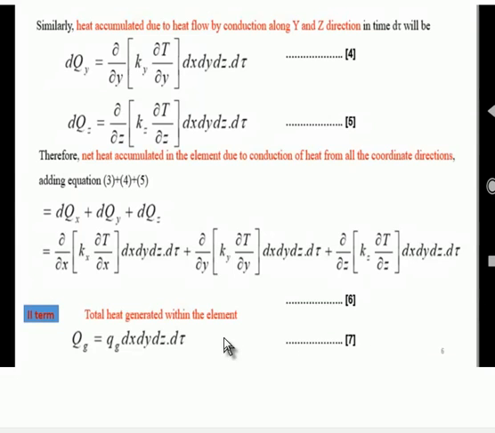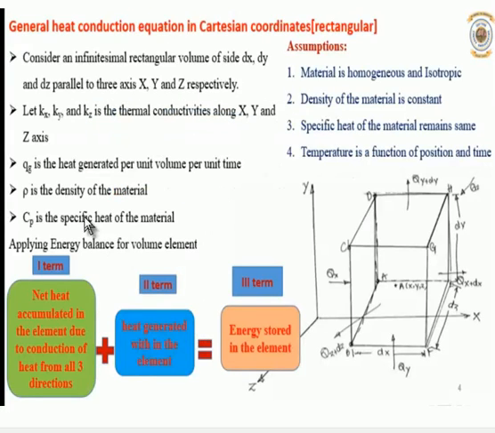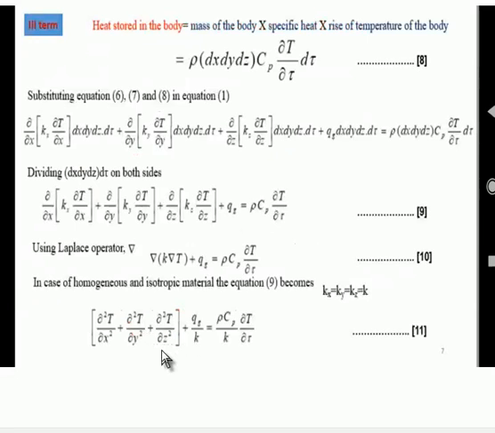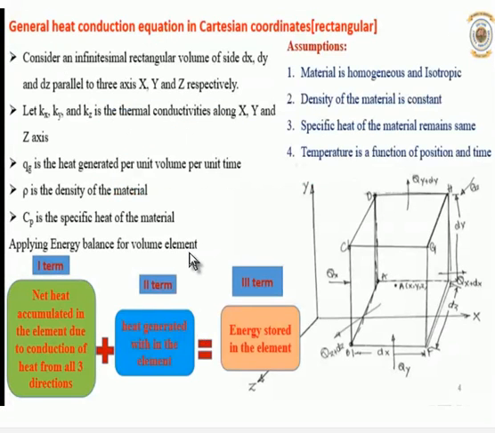This is the second term, where small qg is equal to heat generated per unit volume per unit time. That's why the net heat generated within the element is given by small qg into dx dy dz. This is the volume and this is the time. So that is the second term. Now go on to the third term, which is equal to the energy stored in the element.